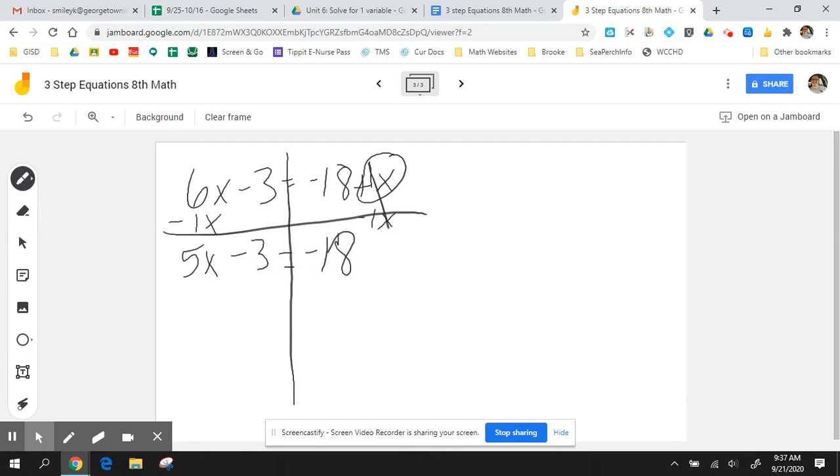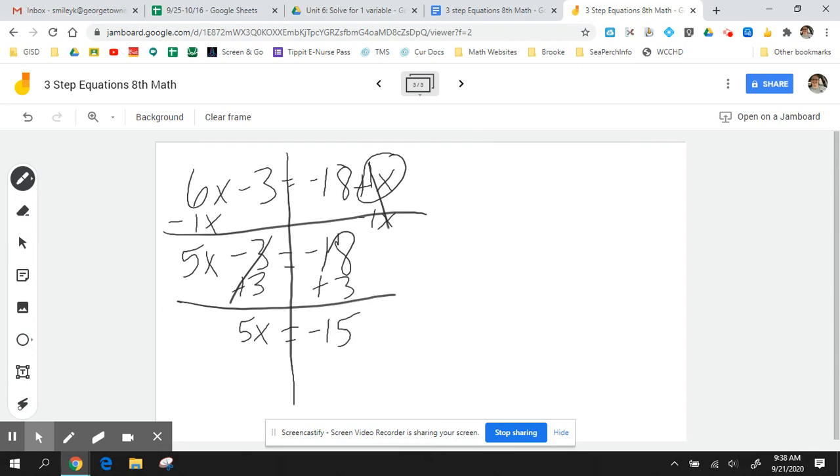Be sure you bring that negative with it. Alrighty, the opposite of subtracting 3 is to add 3. And I'm going to bring down my 5x that's left over. Now, a lot of people would say that this is 21, okay? But it's negative 18 plus 3. You have to subtract because they're both different. One's a positive and one's a negative. So I really get negative 15 as my answer.